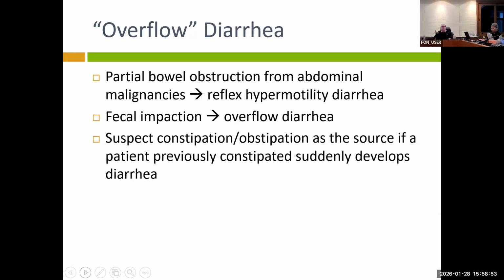So this overflow diarrhea that I talked about is when there is a partial bowel obstruction. And so this is when you have to worry. How you clue into this is if a patient previously is constipated and suddenly develops diarrhea, then you kind of get a hint, there's probably something else going on here.